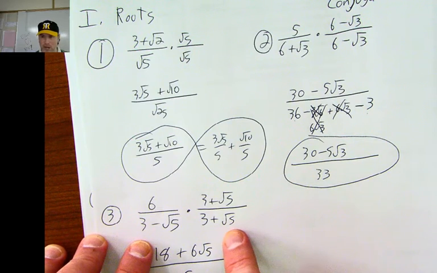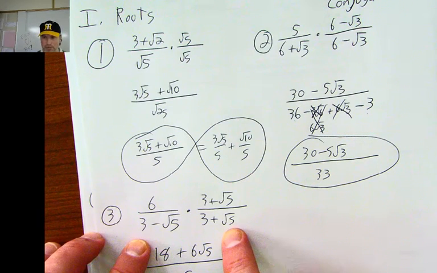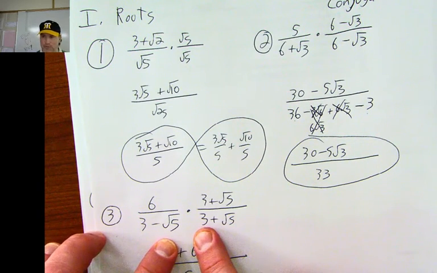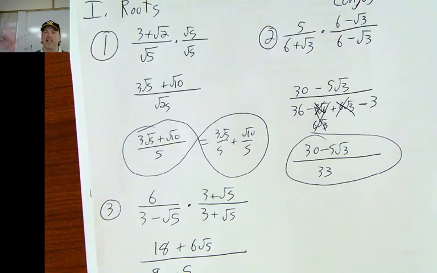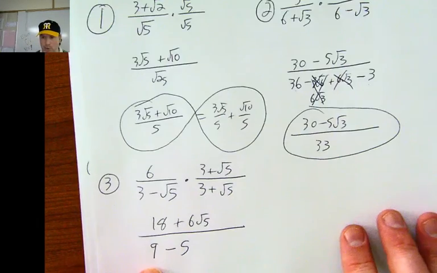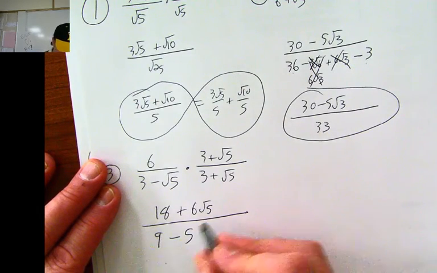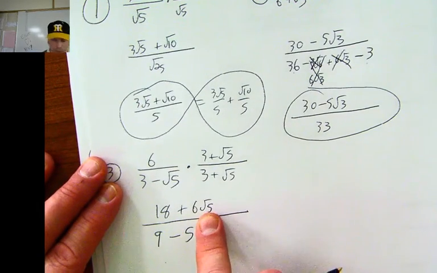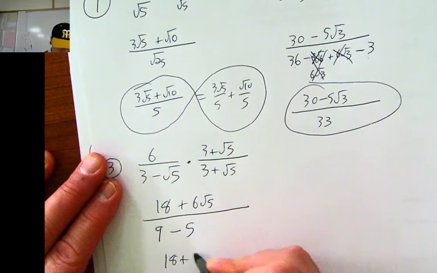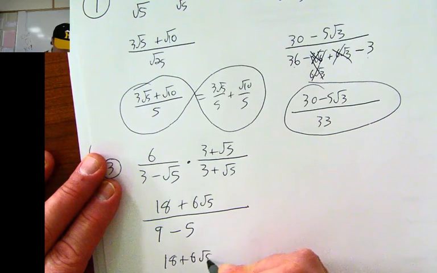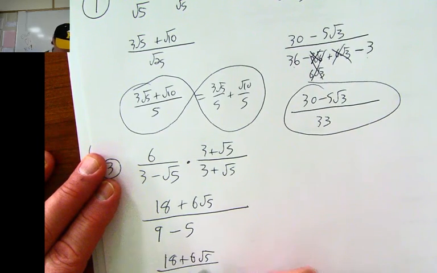Let me demonstrate. Positive 3 root 5, negative 3 root 5. They're going to cancel out, so you don't need to include them in your work. Next step, 18 plus 6 root 5. Well, that's a number. That's a root. They don't add together. So that stays like that. But 9 minus 5 is 4.